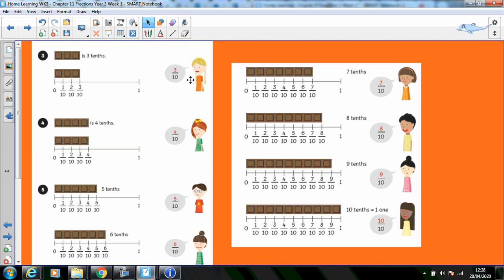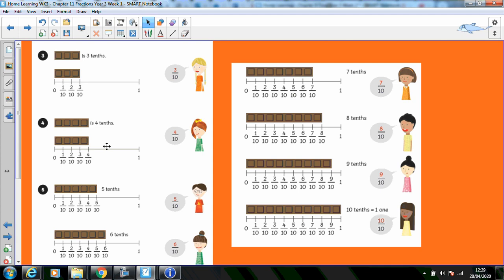Okay, here's Hannah, and she had 3 pieces or 3/10 of the whole bar. Here's Holly, and she had 4 pieces or 4/10 of the whole bar. And you can see how each child's bar is getting 1/10 larger.